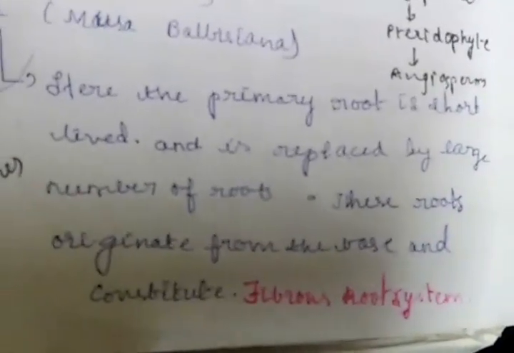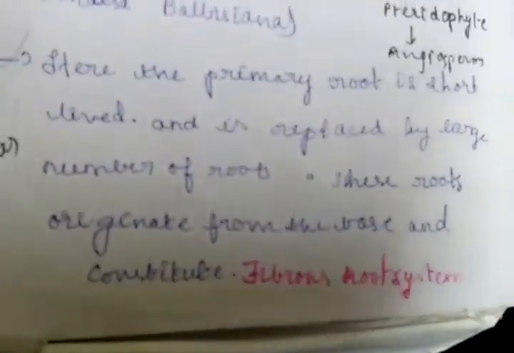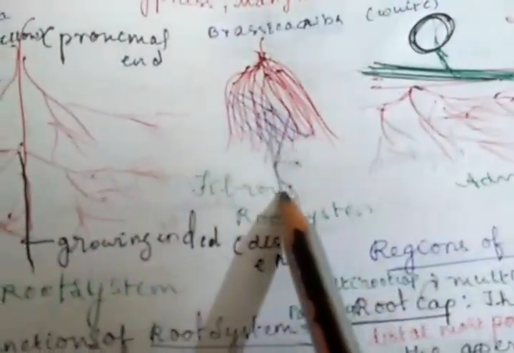Coming to the fibrous root system, here the primary root is short-lived, which means it lives shortly and is replaced by a large number of roots. Here you can see the figure. This is the primary root. Here it is short-lived and replaced by a large number of roots like this. Because the primary root is short-lived, it is replaced by a large number of roots. These roots originate from the base of the stem.